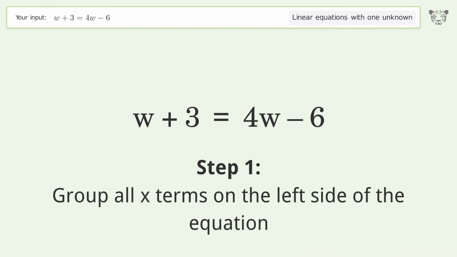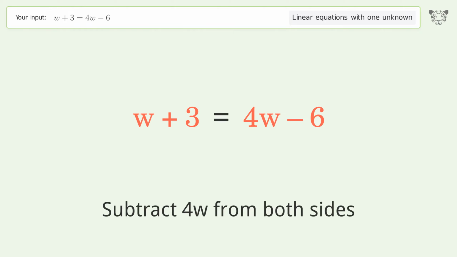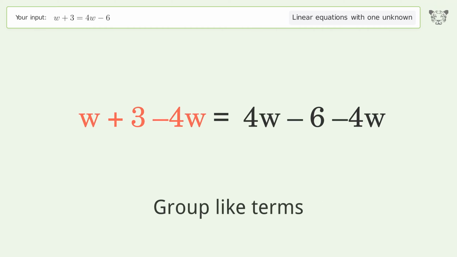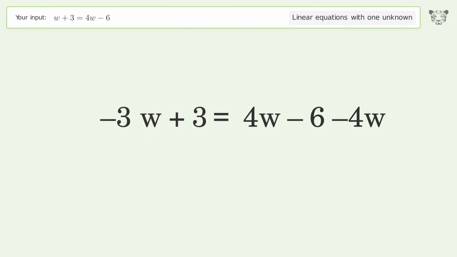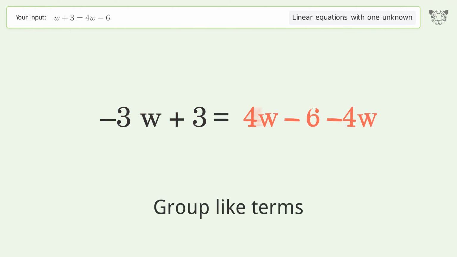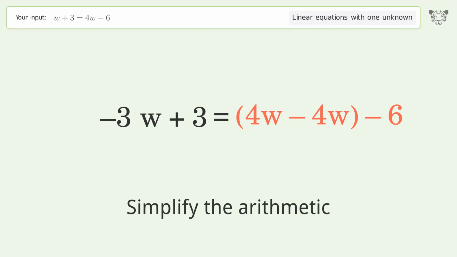Group all x terms on the left side of the equation. Subtract 4w from both sides. Group like terms. Simplify the arithmetic. Group like terms. Simplify the arithmetic.